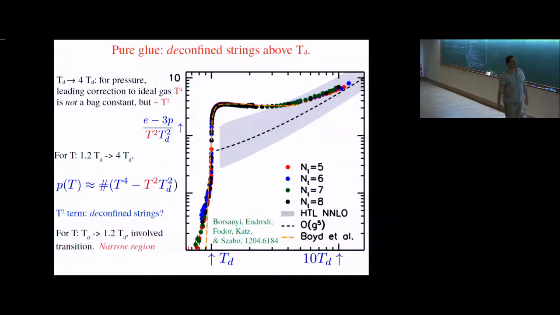This is on a log scale, but it's been confirmed for other numbers of colors, and I believe, Rashif, you did some simulations, no? Yes, for higher N. And so one way of remembering this is that in this transition region, there's a very simple formula. So you have a leading term that's T to the fourth, and it's minus T squared times the transition temperature. And this number is really very near 1 because this pressure has to get small.